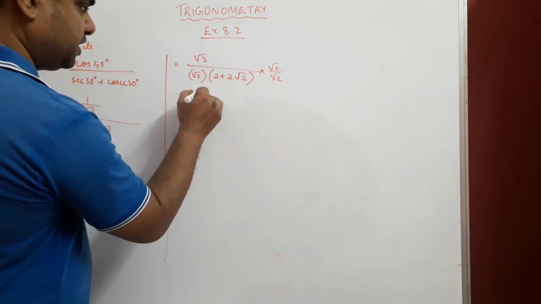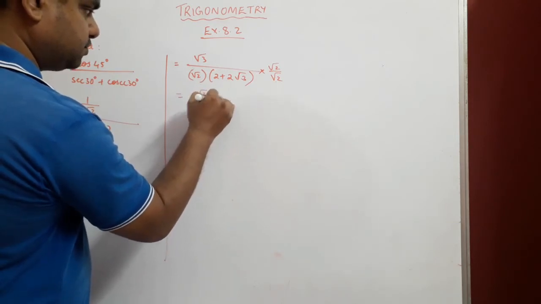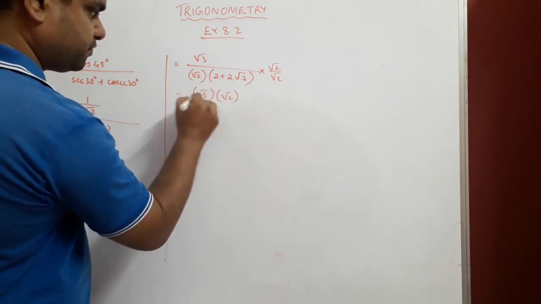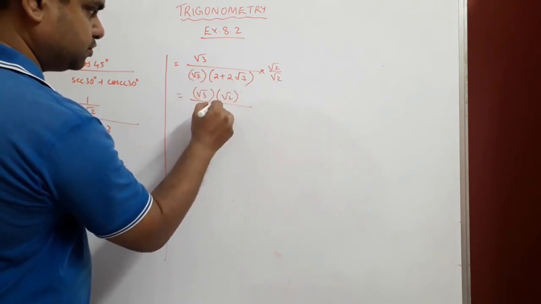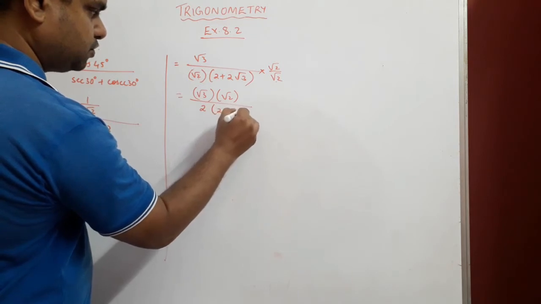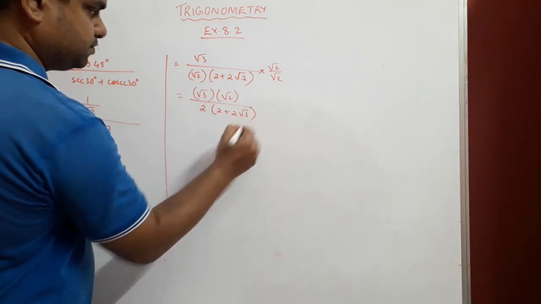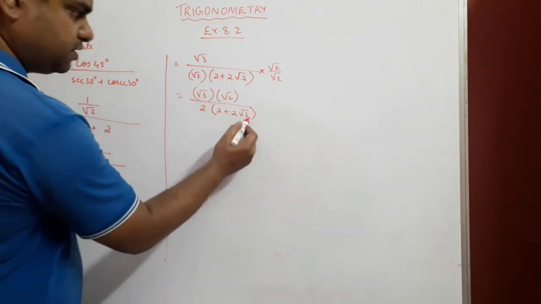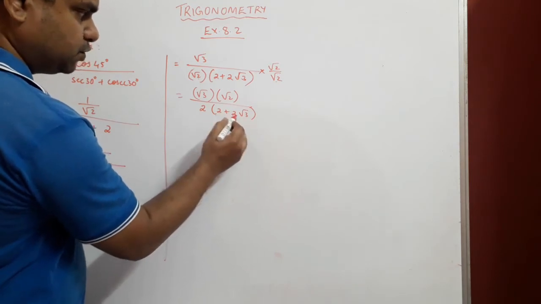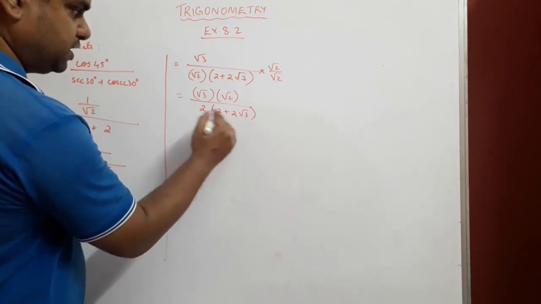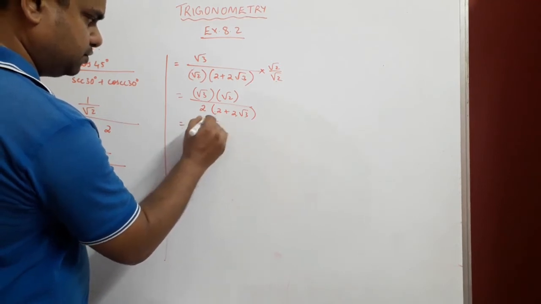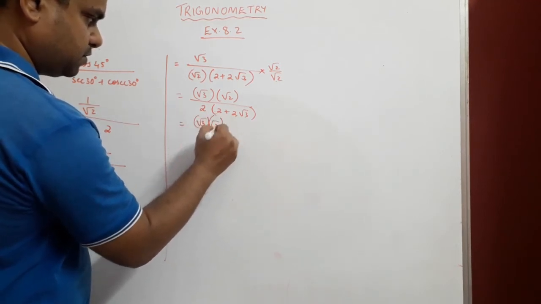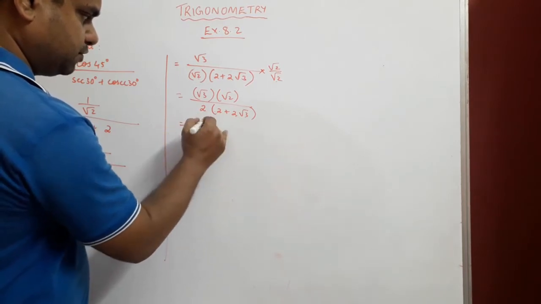So this will get root 3 into root 2, and this root 2 will multiply with root 2 and we'll get 2 plus 2 root 3, this way. Now between these two terms there is a 2 common to both. So I'll take this 2 out, and get root 3 into root 2. You can even multiply this, root 6 you can call it.